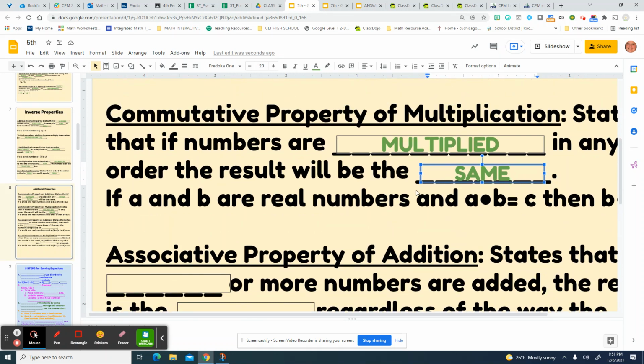Okay, associative property of addition. Have you guys ever heard the word associate? Like if I said, who does Alex associate with? What am I asking? Who he hangs out with, right? Well, mafias, you know, they were the type of groups that hung out with each other. But you know, for example, you associate with Elijah, right?